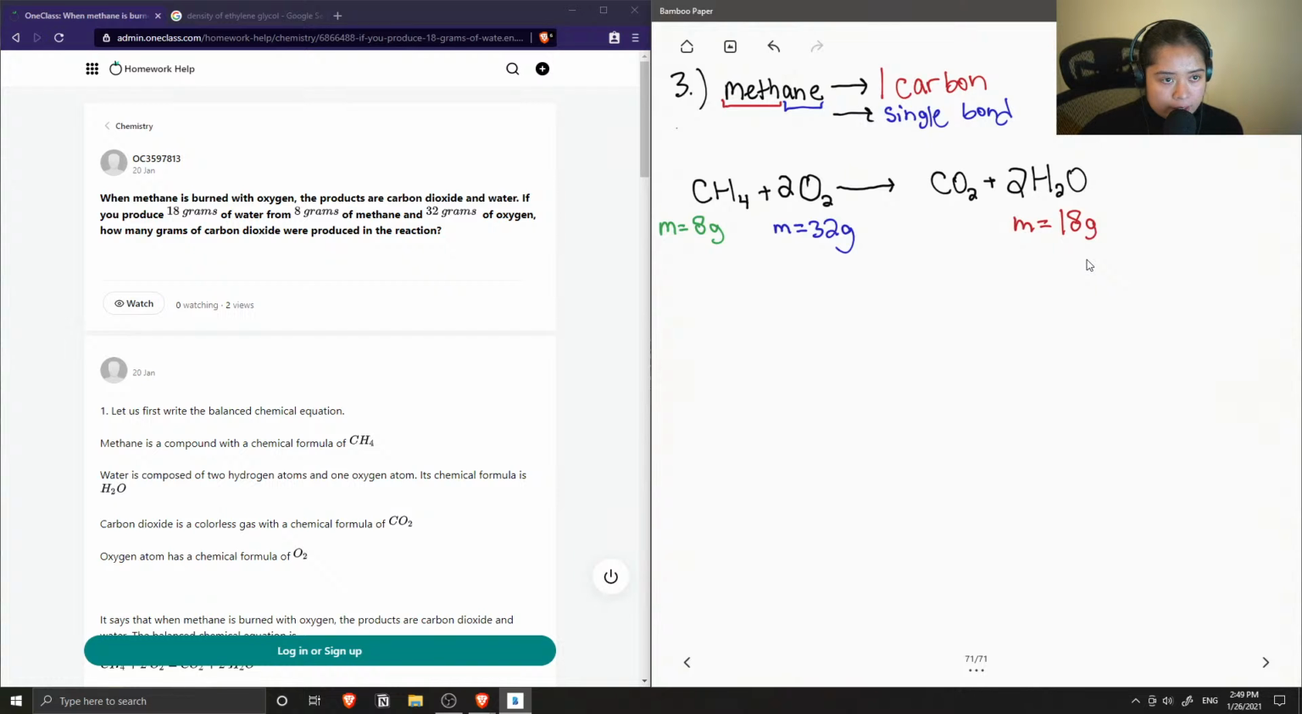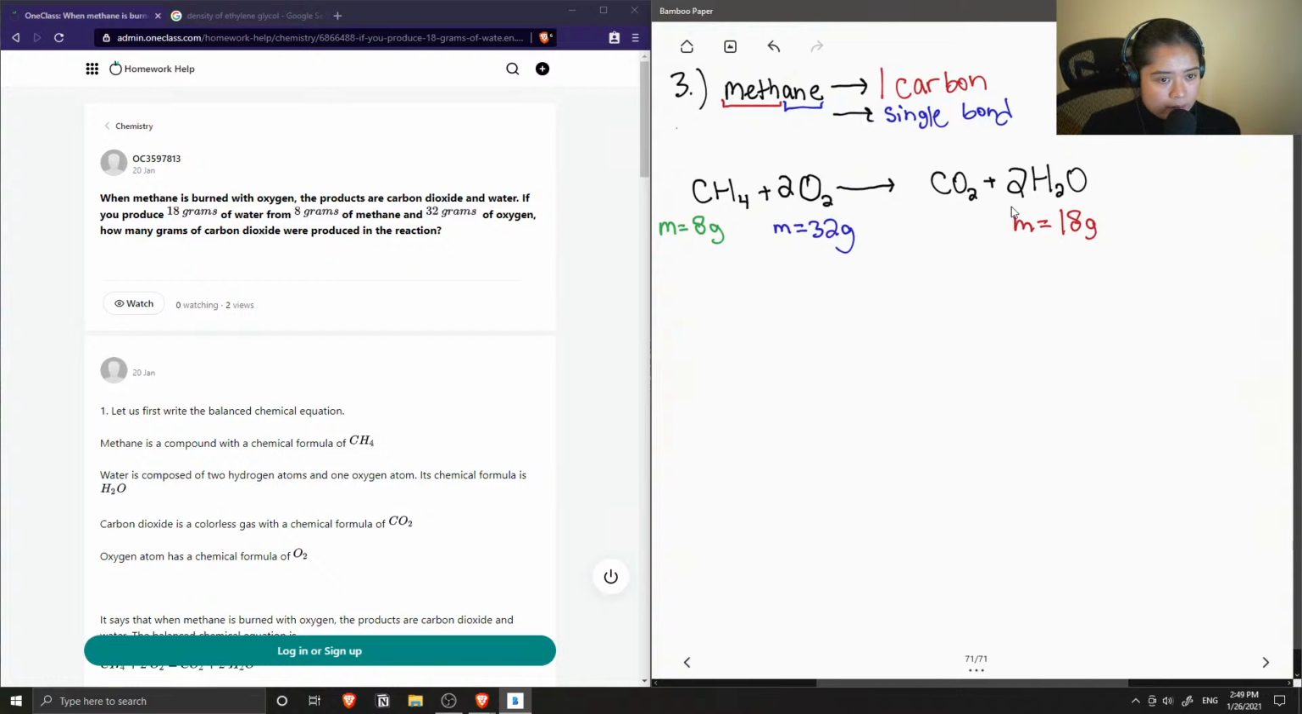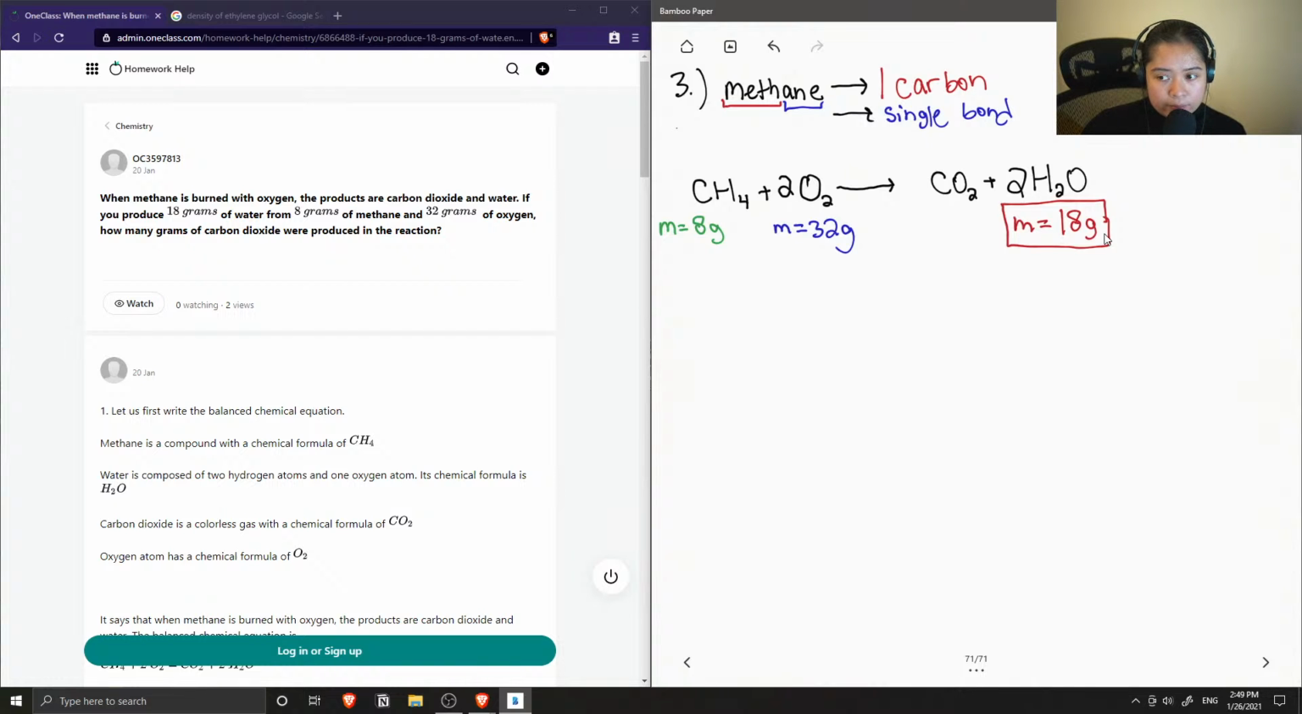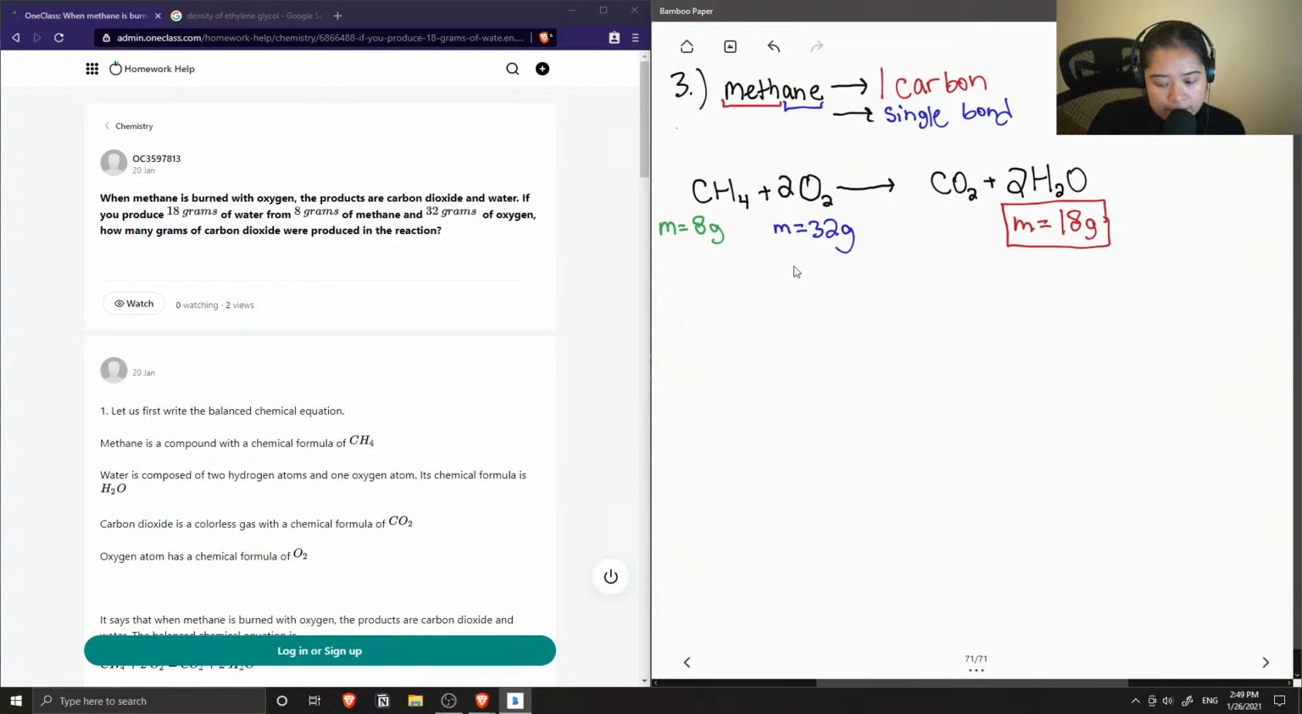But luckily for us, they gave us the mass of water that was formed, which was 18 grams. So all we need to do is find the number of moles of water in 18 grams, then relate that to find the number of moles of carbon dioxide, and then we can convert that to grams. So again, just to sum it up, step 1 is to find the number of moles of water.